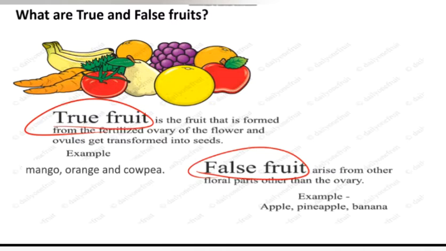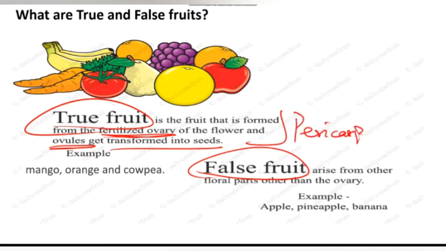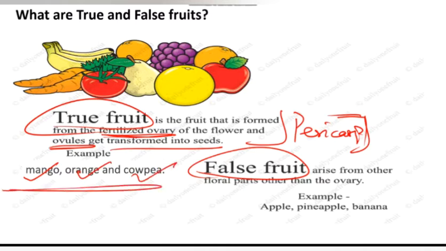True fruits are fruits that are formed from the fertilized ovary of the flower, where the ovules will get transformed into seeds, while the fruits are formed from the ovary. The ovary is transformed into fruit, and ovules are transformed into seed. In this type of fruit, we will see the presence of a complete pericarp, where the complete layers of the pericarp, which include the mesocarp, endocarp, and the epicarp, are completely expressed. Examples of such fruit are mango, orange, and cowpea. These are the ones we call true fruits.